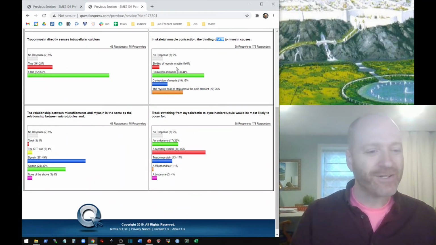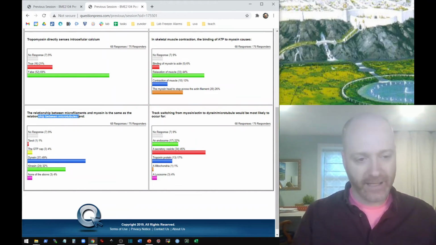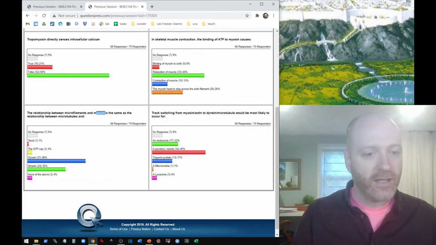All right, next question. The relationship between microfilaments and myosin is the same as the relationship between microtubules and so obviously myosin is the motor protein on actin microfilaments. So on microtubules, we have two motor proteins, dynein and kinesin. So these are both potentially correct. You could say these are both reasonable answers, but a better answer is kinesin, because myosin is generally plus end directed, and so is kinesin.